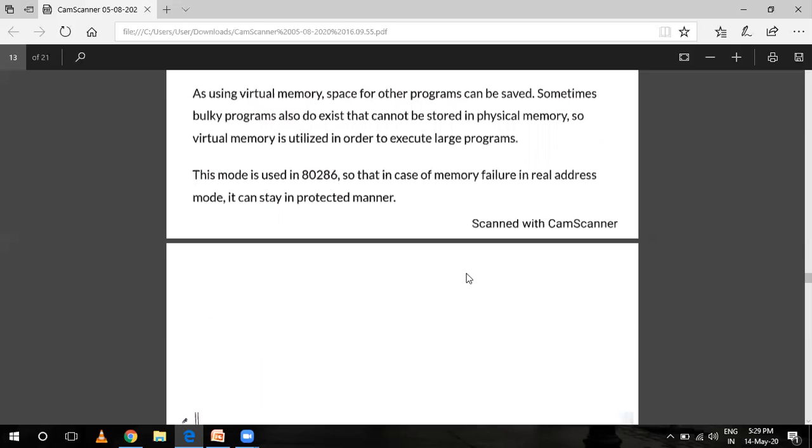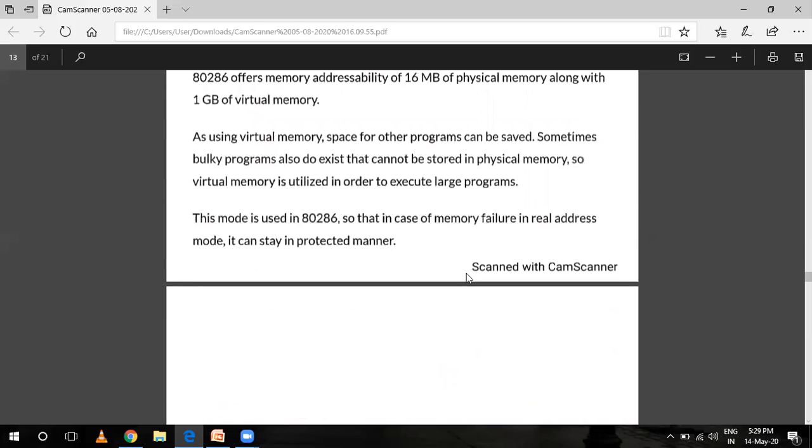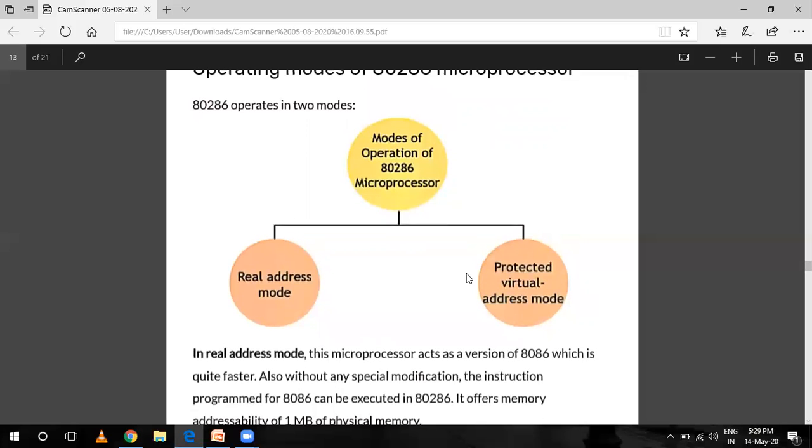So students, up to this video, 80286 is sufficient. So in the next class, we will discuss 80386 with its features and the architecture.